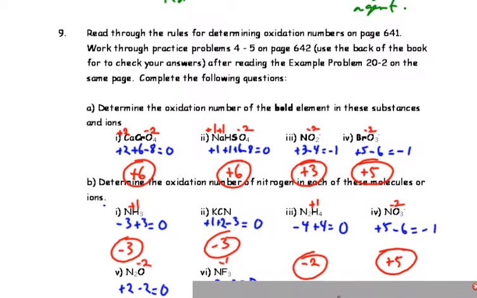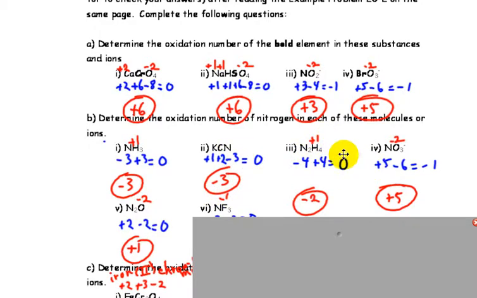Looking at the ones down here, nitrogen is the most electronegative element, so its oxidation number is equivalent to its charge, -3. Potassium is +1, equivalent to its charge, which means carbon must be +2. I think I have this one wrong here, so we're asked to find the nitrogen here, so yes, it's -3.